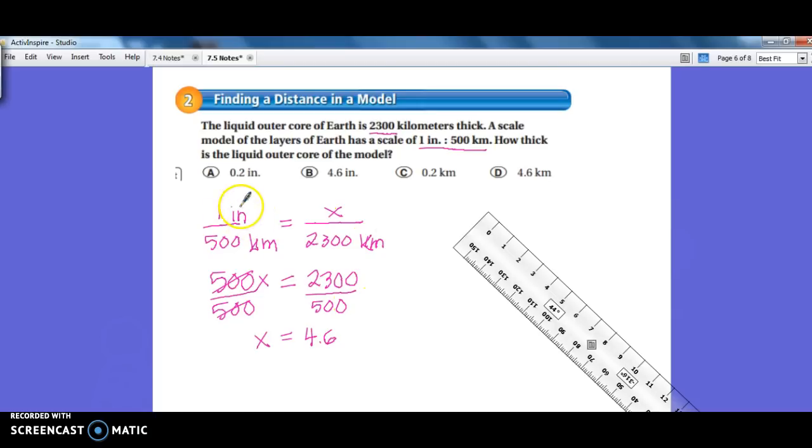And here we're talking about inches, so this would be inches that we're going to label. We're going to also box or circle our answer. And here we have 4.6 inches in our answer. So if you think back and reflect, how thick is the liquid outer core of the model? Well, does 4.6 inches sound reasonable? It does for a model, right? If we had a really crazy large number or tiny number, then you would know to go back and check your work because it wouldn't make logical sense.